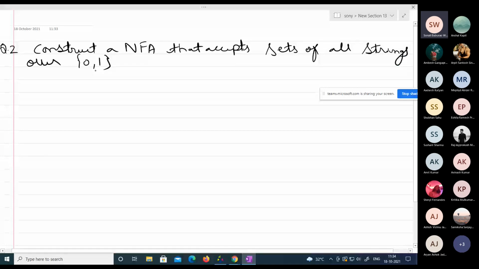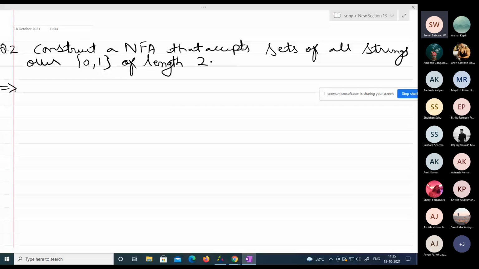Here they have given the input 0, 1, but in some questions it might not be given. In that case you have to assume that it is always 0, 1. Now how do we compute? The question is to construct an NFA that accepts the set of all strings over 0, 1 of length 2. We had done the same thing in DFA. Similarly, you have to construct an NFA for this.